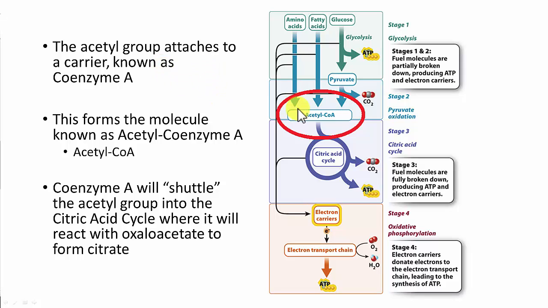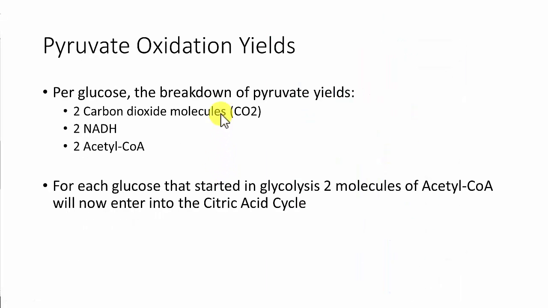Now, acetyl coenzyme A is going to enter into the citric acid cycle, the Krebs cycle, where it's going to form with a compound called oxaloacetate. And we're going to see that here in just a second. Let's recap what happened in pyruvate oxidation. Per glucose, 2 carbon dioxide molecules are produced, 2 NADH are generated, 2 acetyl coenzyme A complexes are created. Now, for each glucose, 2 of these acetyl groups are going to enter into the citric acid cycle.